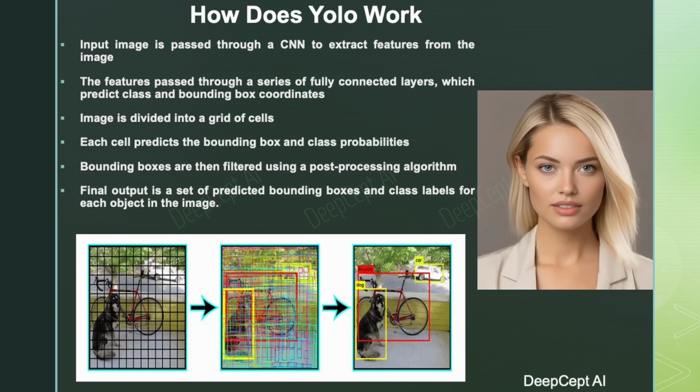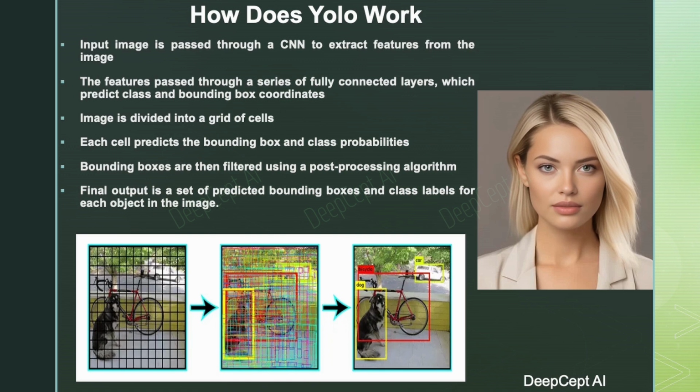The YOLO algorithm facilitates efficient and accurate object detection by processing input images through a convolutional neural network, CNN, in a single pass. Initially, the image is forwarded through the CNN, where it undergoes feature extraction to capture essential visual patterns and characteristics. These extracted features are subsequently processed through a series of fully connected layers within the network, which collectively predict both the class labels and bounding box coordinates associated with potential objects present in the image.